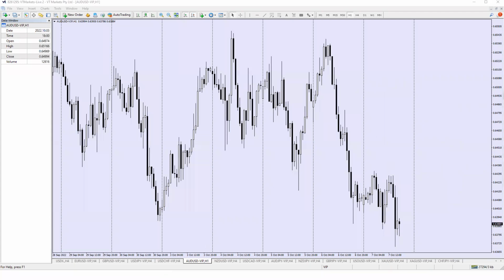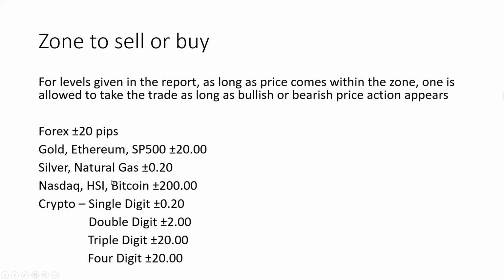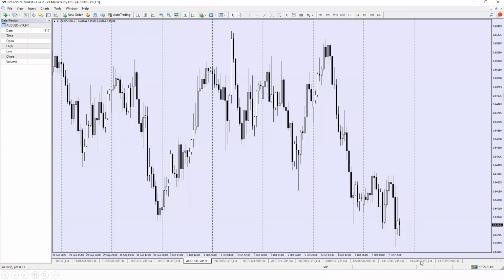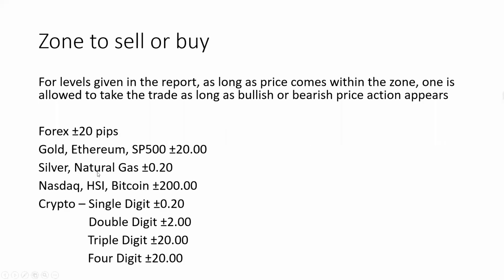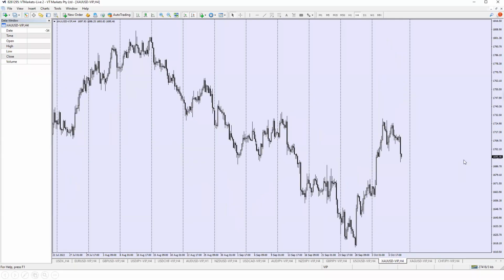So you have other examples right over here. Natural silver is 20 cents. If you look at silver over here, this is silver. So 20 cents: you just go plus minus 20 cents from whatever level I give you all. For natural gas it is the same. Gold and Ether and S&P 500, $20. Plus minus 20, like I showed you with gold. Gold is here. So you just go plus minus 20, not 20 cents but $20. Okay, $20. Gold is a bit different because of the volatility. That's why I put it a bit higher.